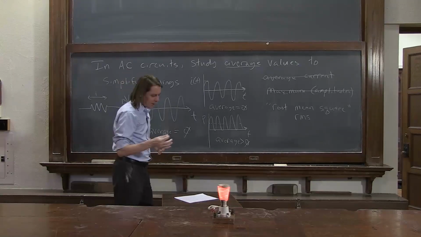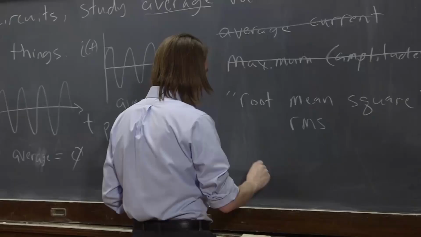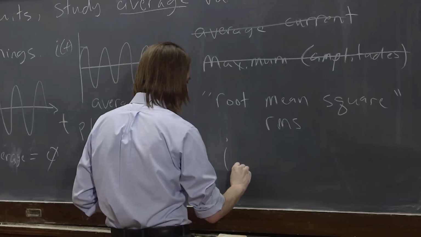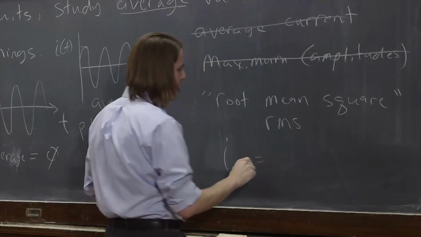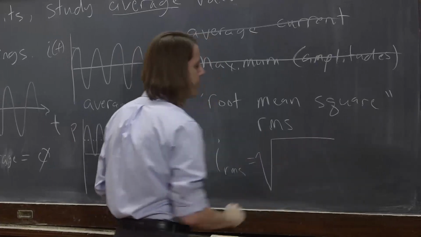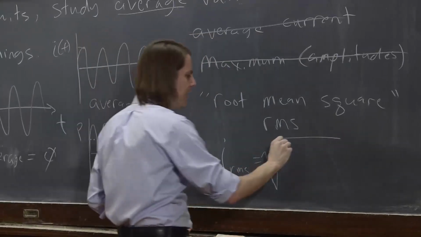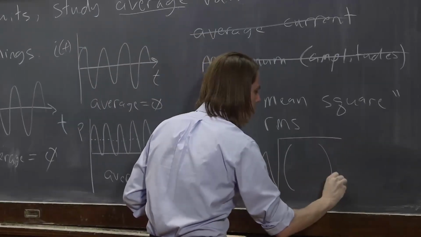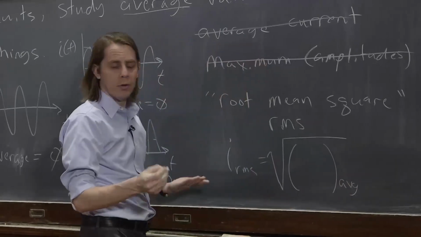So let's see how we're going to get it. Well, we would write it then, I RMS would be, it is literally what it says. It is the root, the square root of the mean, the average, and square. So you square it.